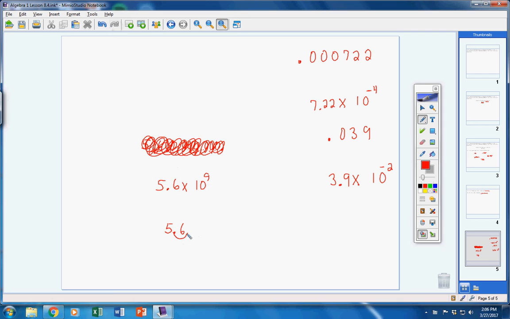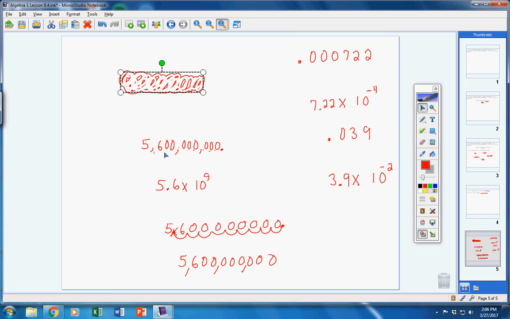Let's count very carefully. 1. Then every time there's an empty space, I got to put a 0 in. So 1, 2, 3, 4, 5, 6, 7, 8, 9. So I've got to fill in 8 zeros. 1, 2, 3, 4, 5, 6, 7, 8. So this decimal is now gone. It's over here. So I have 5, 6, and 8 zeros. Put a comma here, put a comma here, put a comma here, and guess what? That's the exact same number we had right here.